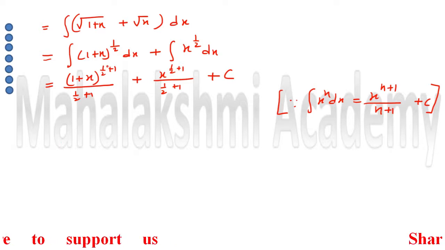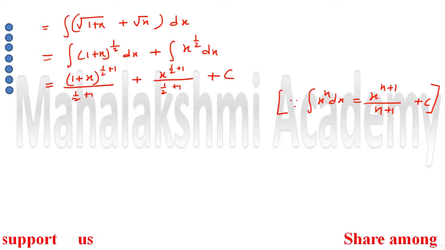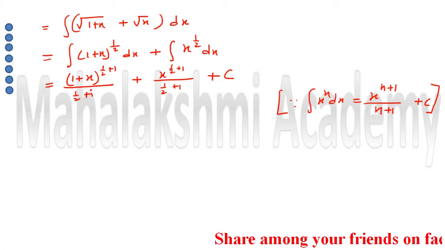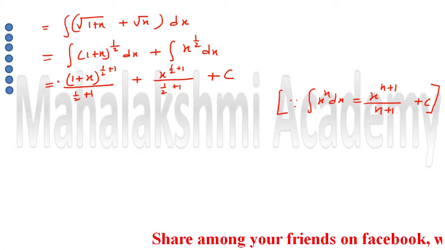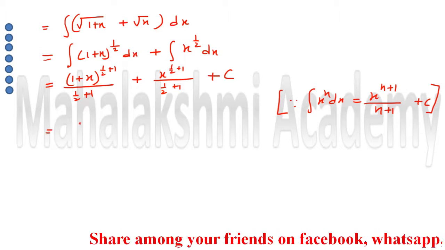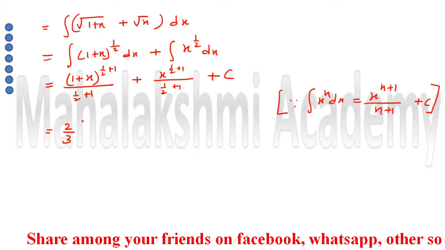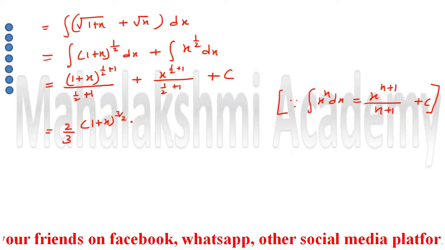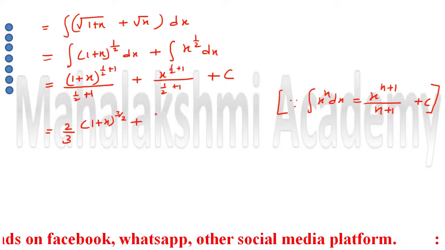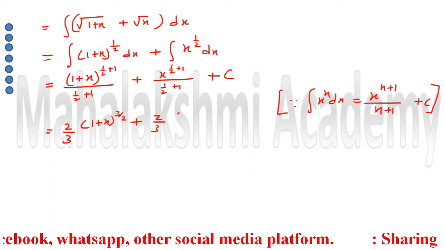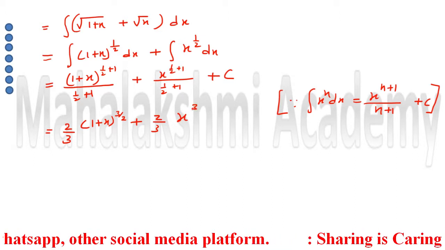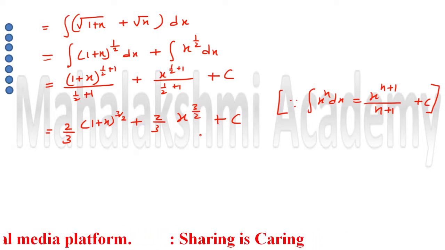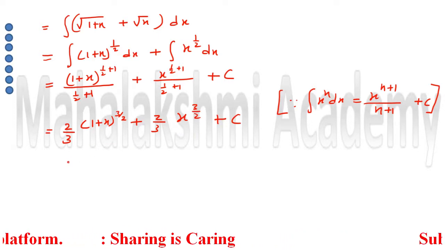So when we simplify it, half plus 1 is 3 by 2, and here 3 by 2, but because the fraction is in division, 3 by 2 is converted to 2 by 3. So 2 by 3, and it's going to be 1 plus x to the power 3 by 2, and here also 3 by 2, so it's going to be 2 by 3, then x to the power 3 by 2, plus c. So this is our answer for this question. I hope this question is clear to you.